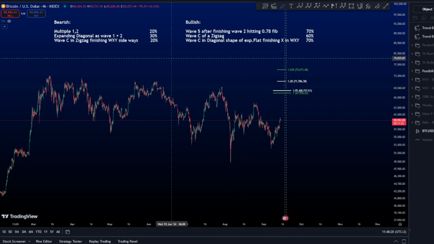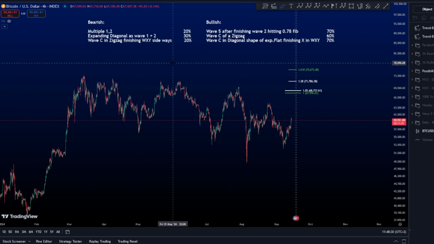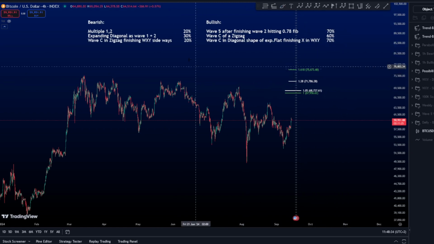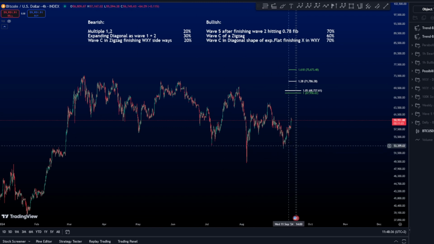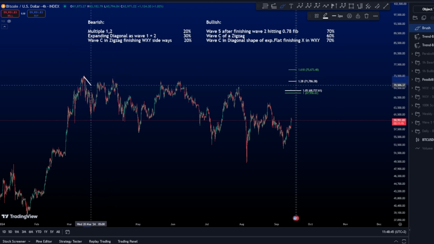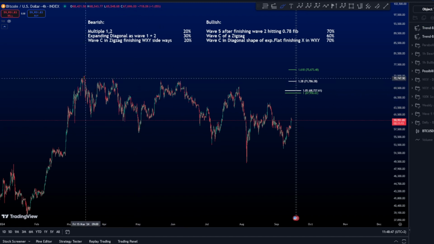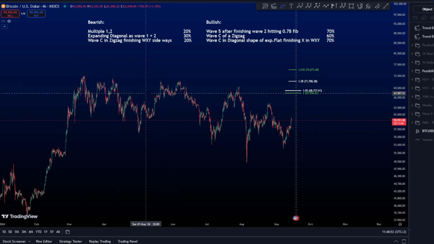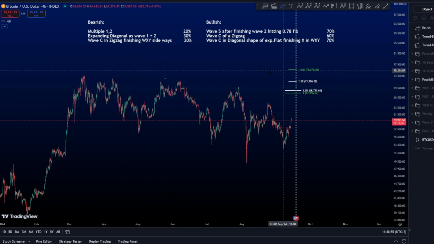Now, looking at the bearish scenario, why I am more bullish than bearish is very important to reanalyze, even after this wave towards the upside. Now, if we are looking at multiple 1, 2s, that means we are looking here at 5 waves down as a diagonal, and then 3 waves up as 1, 2. Okay, this has touched the 886.